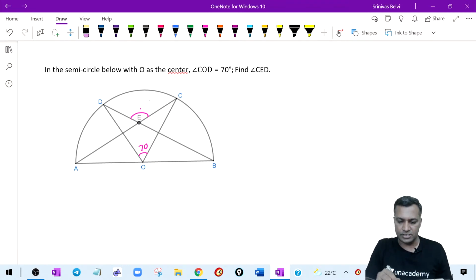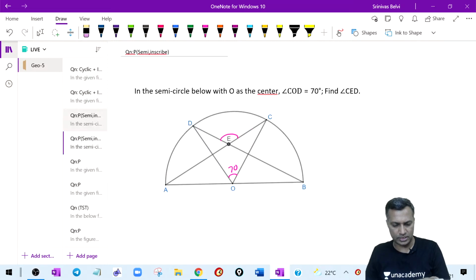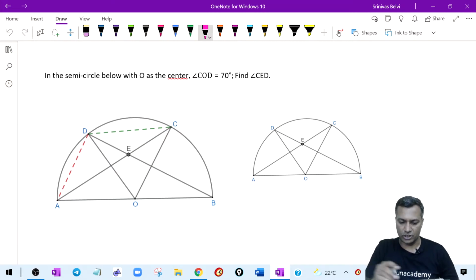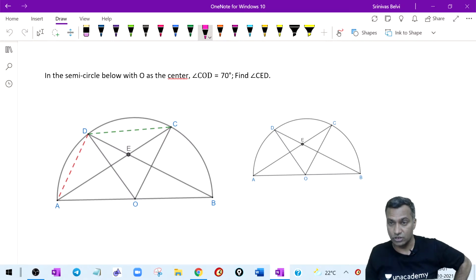All right, let's take a look at this. This is one of the really beautiful questions. Let me redraw it like this. This is the construction. Now look at the two lines that I have drawn. That's a construction there, okay?